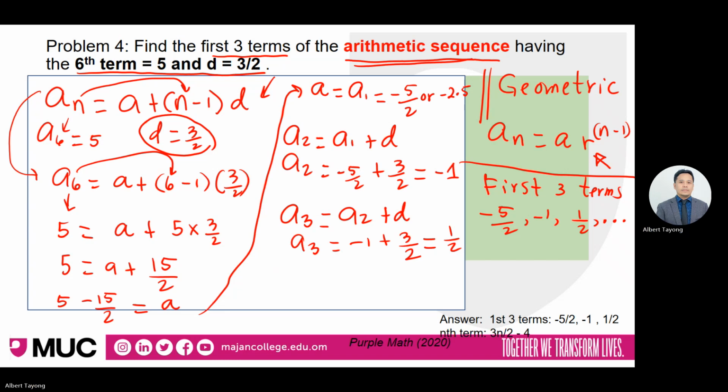Now, what is another question here? We don't have another question. You're just asked to find the first three terms of the arithmetic sequence having the sixth term equals 5 and d equals 3 over 2. Okay, you can also find the nth term if you want to by using the original formula. I'm going to show that in the next video.